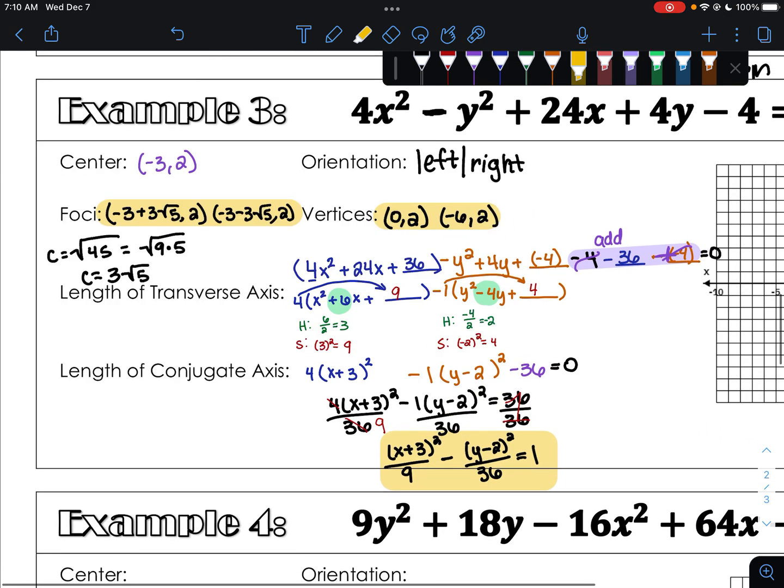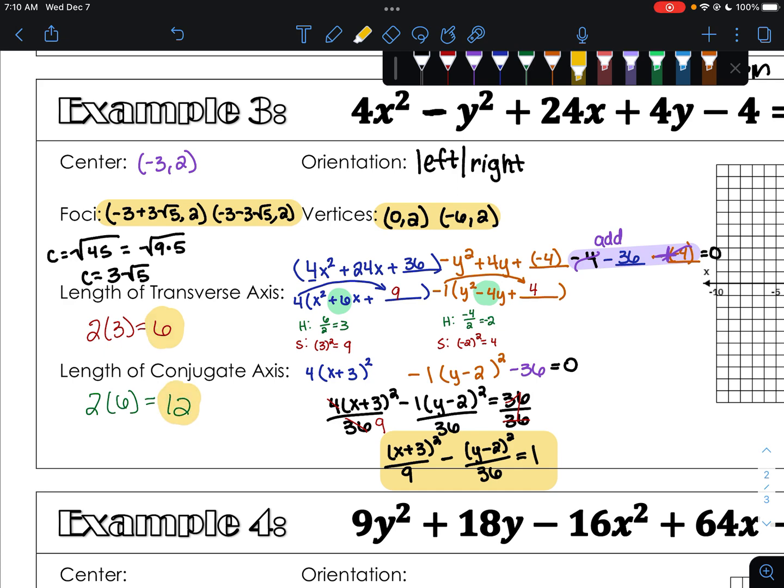The length of our transverse axis would be the square root of the first denominator times 2. So square root of 9 times 2, that would be 2 times 3, which is 6. And then our conjugate axis would be the square root of our second denominator times 2. Square root of 36 is 6 times 2, and we get 12.